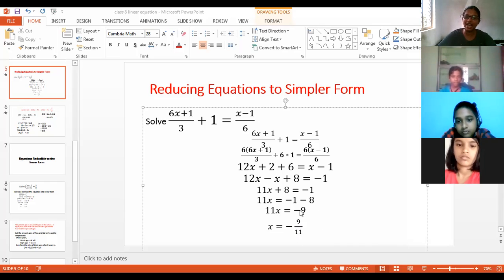You can check this answer by putting the value of x in this equation and checking if LHS and RHS are equal. Do you have any doubt in reducing an equation to simpler form?